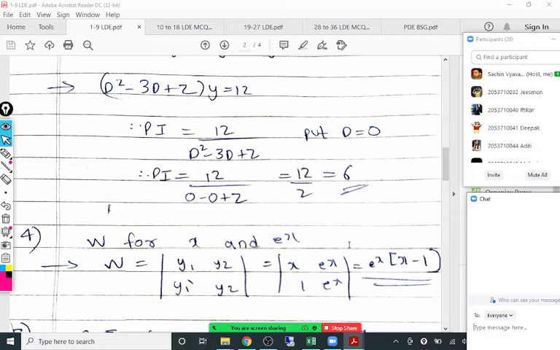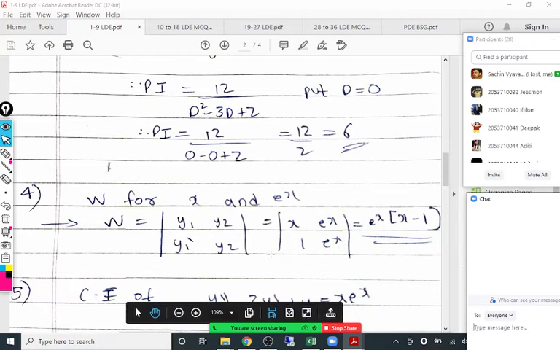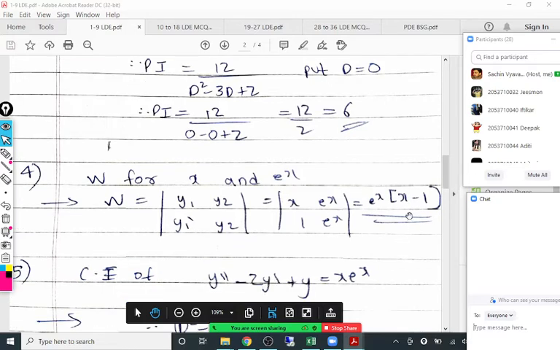Question number 4, the Wronskian for the functions x and e raised to x. So we get y1 as x and y2 as e raised to x. So that Wronskian will be a determinant, and we'll get e raised to x into x minus e raised to x. So that's the answer. The answer is correct, e raised to x into (x minus 1). So this is also correct there.